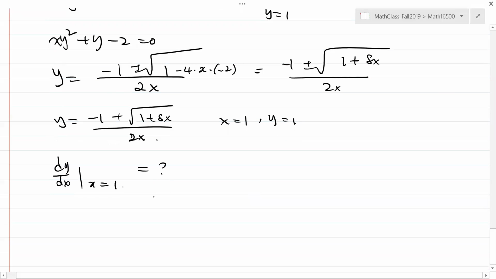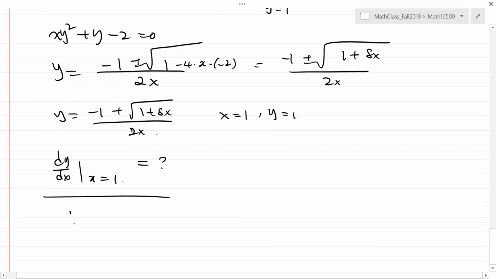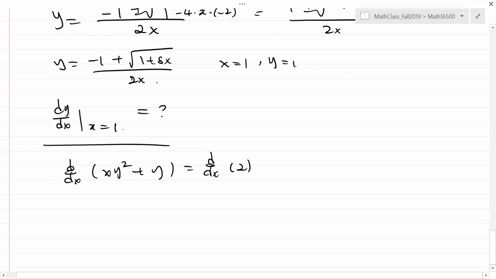So what I'm going to do is differentiate both sides with respect to x. But keep in mind, y is a function of x, so y is f of x. I don't know the exact formula, and I don't need to know that. The first term is x times y squared. It's the product rule: 1 times y squared plus x times 2y dy/dx. The second term is just dy/dx, and this equals 0.